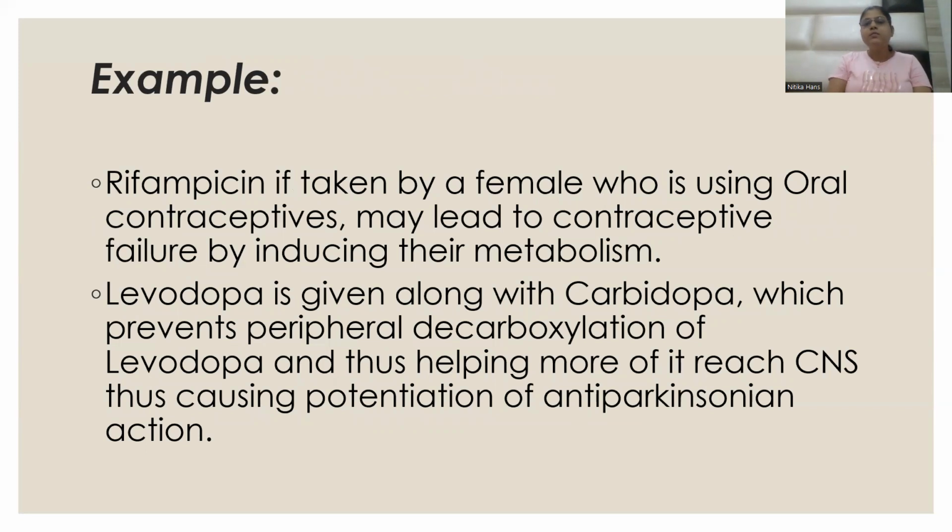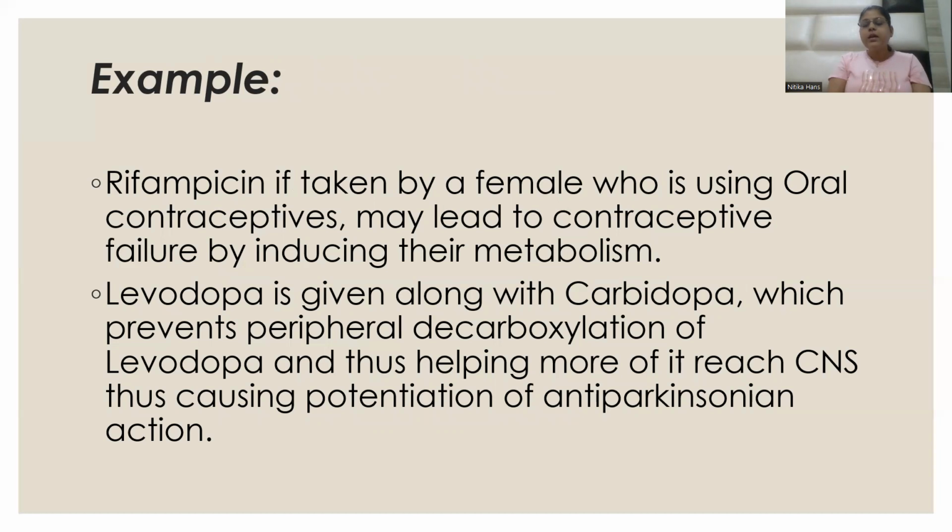Like rifampicin, which is an enzyme inducer, was given to a female who was on oral contraceptives. It led to contraceptive failure due to induction of metabolism. Rifampicin, which is an anti-tubercular drug, induces the metabolism of the oral contraceptive, so there will be contraceptive failure in females.